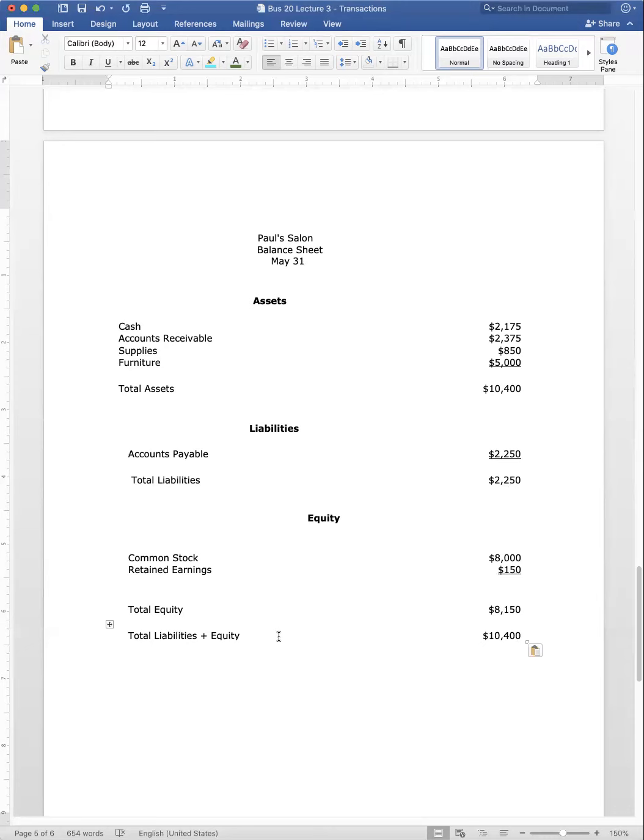All right, why am I adding liabilities and equity together? Because that's my balance sheet equation. What I'm showing is that assets equals liabilities plus equity, right? So the two amounts are the same. That's showing that my balance sheet and my balance sheet equation works.